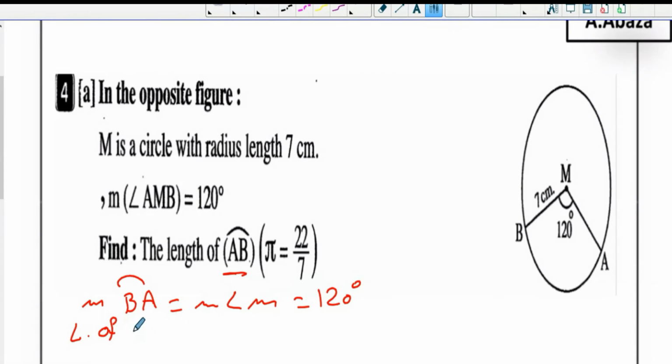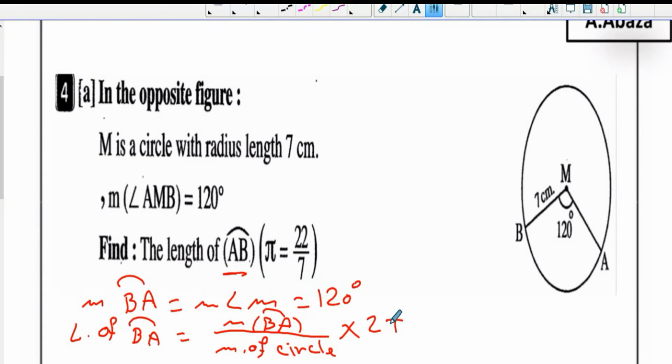Length of arc BA equals what? Yes, it equals the measure of the arc BA, which is 120, over the measure of the circle, all times what? Yes, all times 2 pi r, the circumference of the circle.